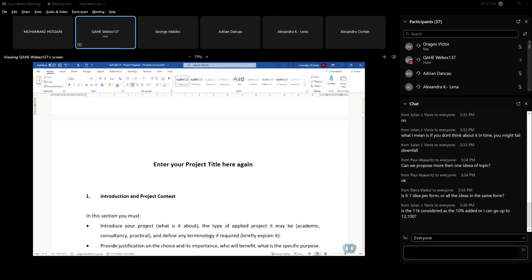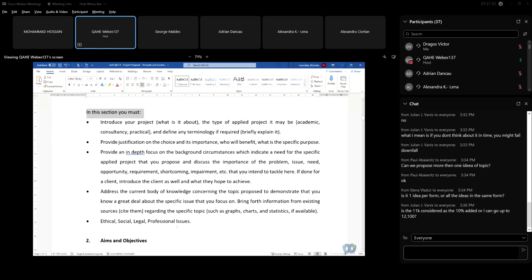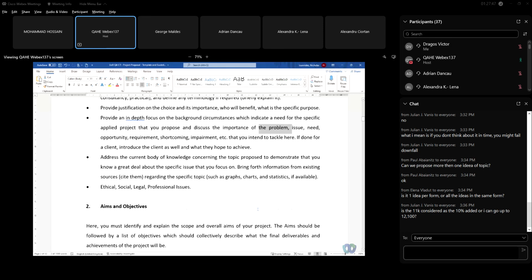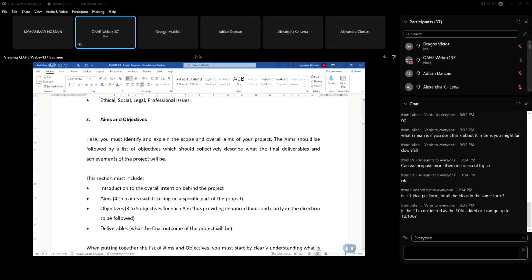And then you start again, section 1. And you see what it says there? In this section, you must, and this is what we are expecting to see in section 1, right? Introduce the topic, justify it, provide in-depth focus, give some statistics, identify what is the problem, right? Aims and objectives. We will cover this in 2 weeks' time.